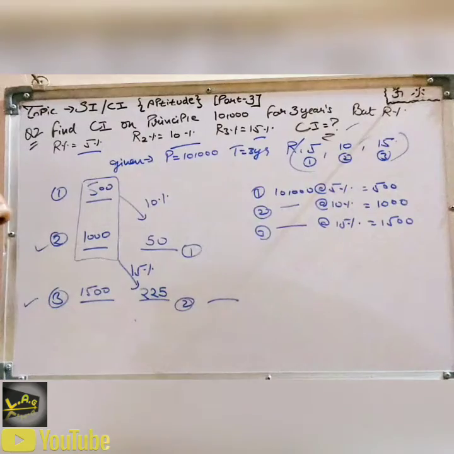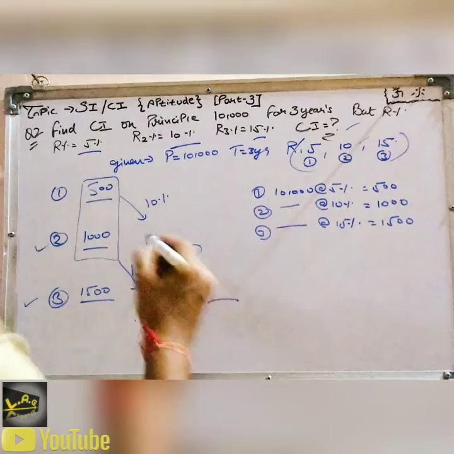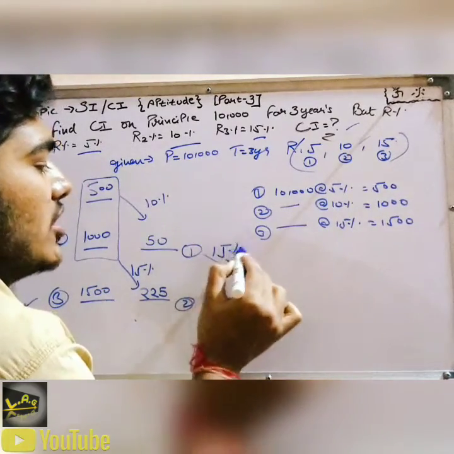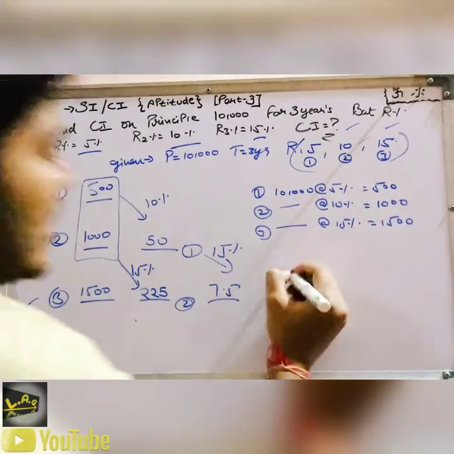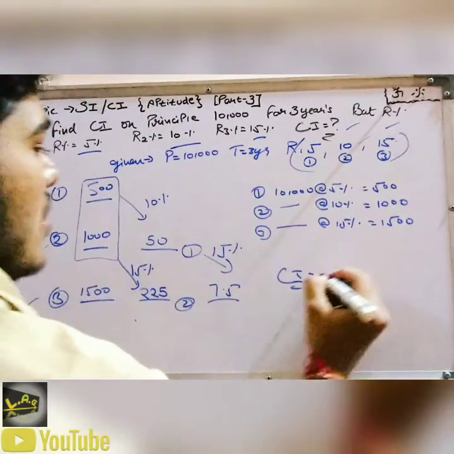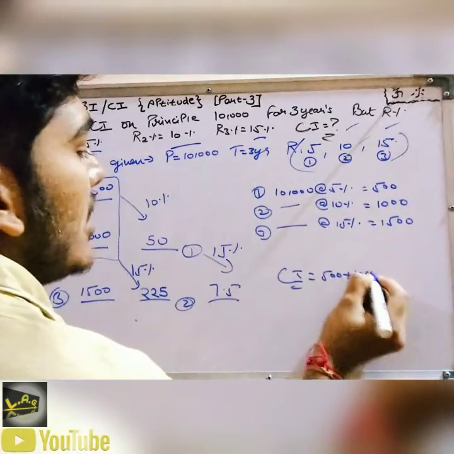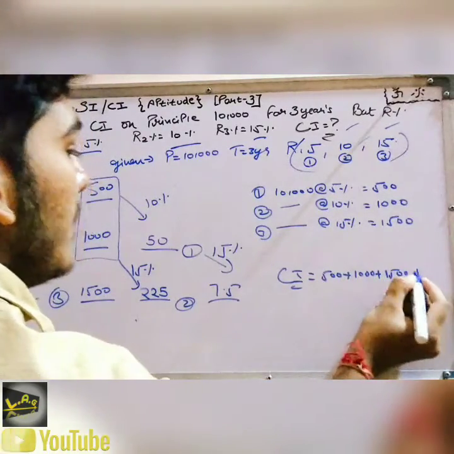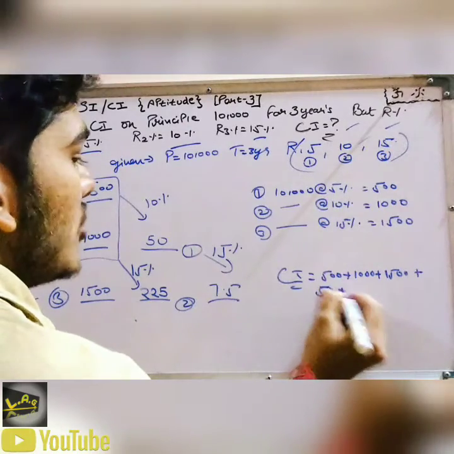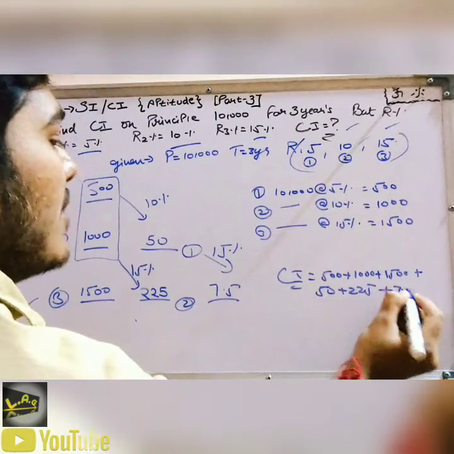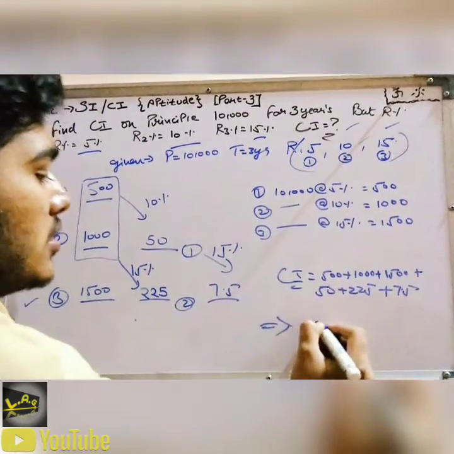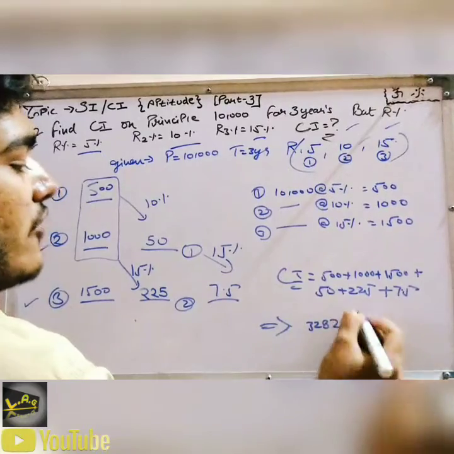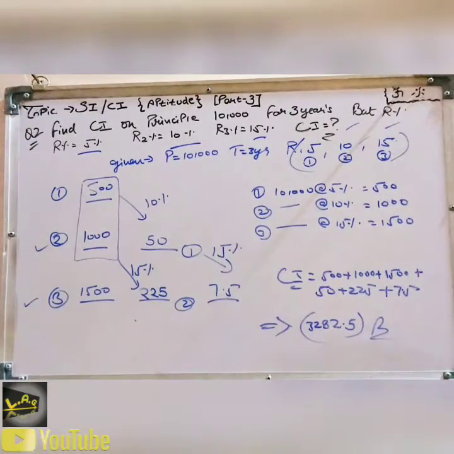Now number third, this is the empty one. This is the third dash, and 15% because of the third dash, right? So 15% of that is 7.5, and for the CI you got this like 500, 1000, 1500 plus 50 plus 225 plus 7.5, and the result is 3282.5. That is the result.